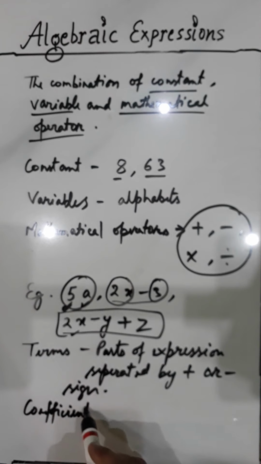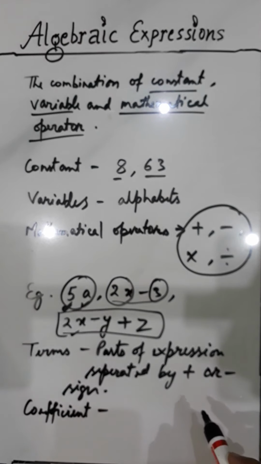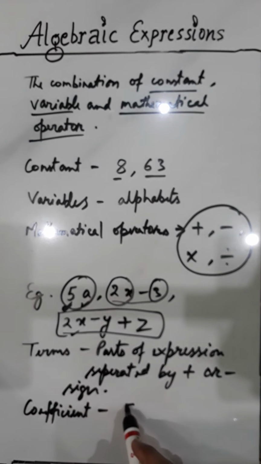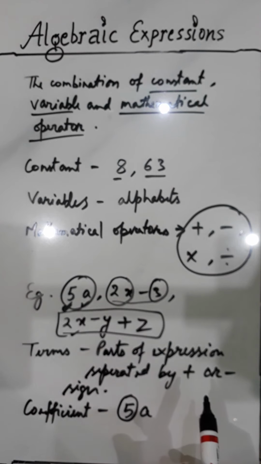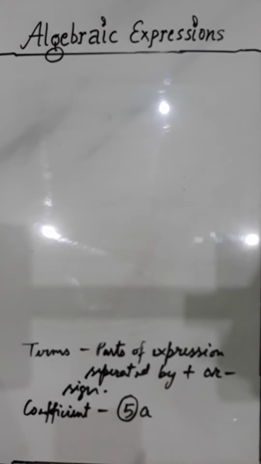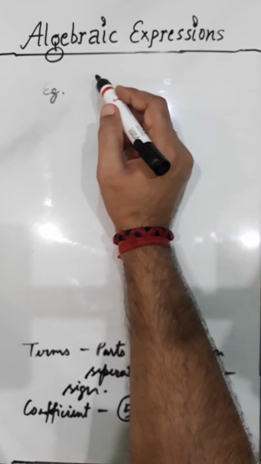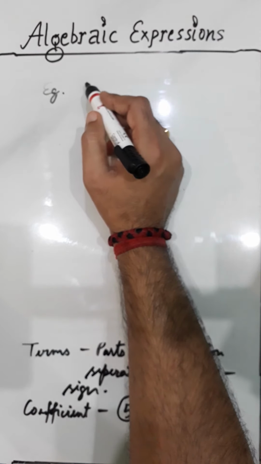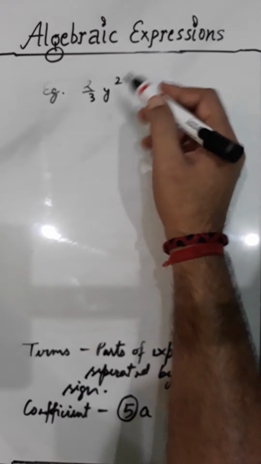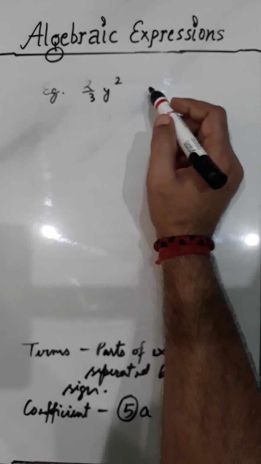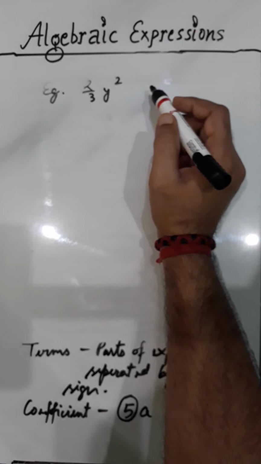In coefficient, the numerical factor of the term is called its coefficient. If I take 5a, then in 5a, 5 is the numerical coefficient or 5 is the coefficient. As you have seen that the coefficient in 5a is 5, in the same manner, if I take another example, say 2x, the coefficient will be 2, and if I take 2 by 3 y square, then the coefficient is 2 by 3. So whatever is the numerical factor, that will be the coefficient.